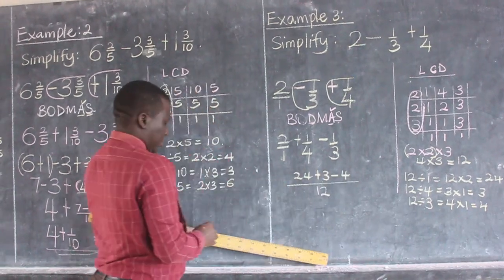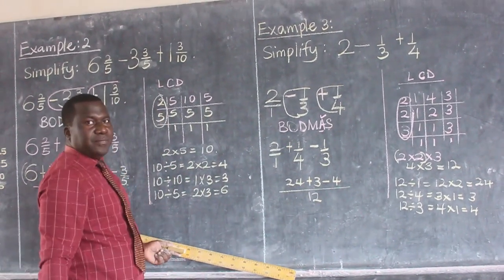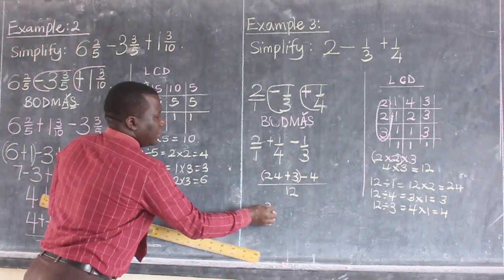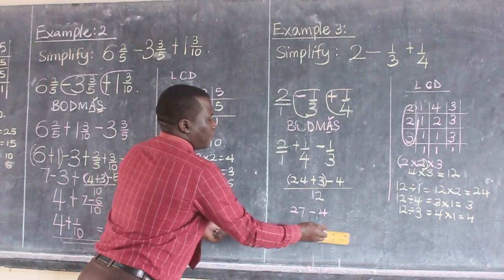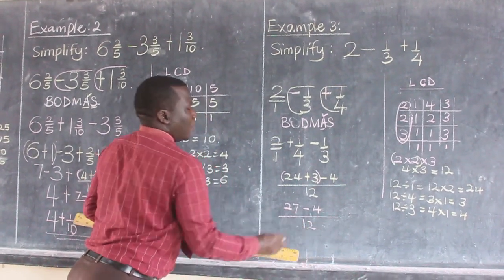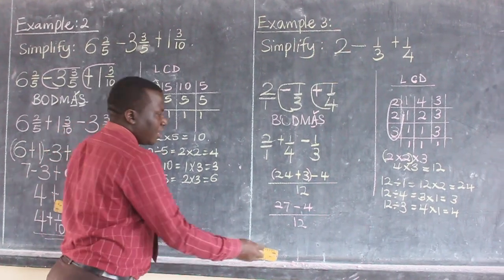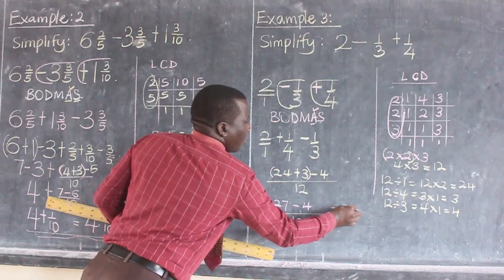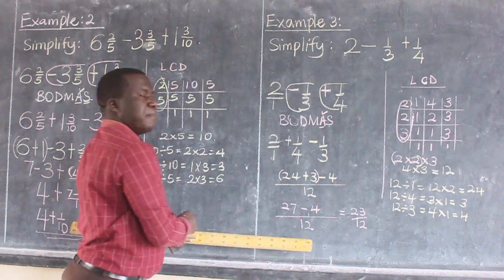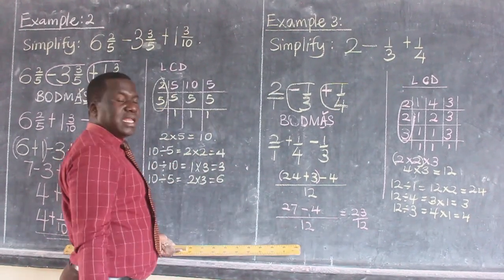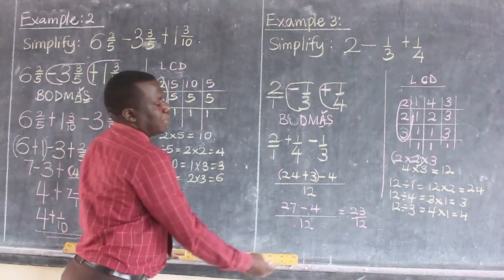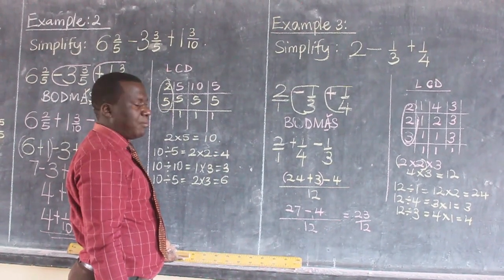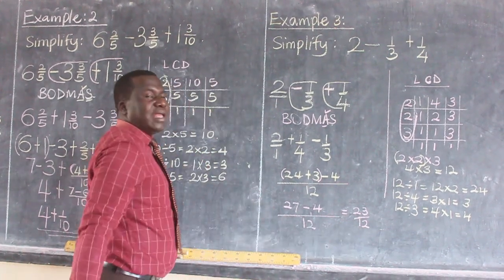Bring your 4 there. So now work out this and get the answer. So what is 24 plus 3? You get 27 minus 4 out of 12, which finally gives us 23 out of 12. But remember, the answer you have got is an improper fraction. So you need to simplify it further to a mixed number. Never leave your answer like that.